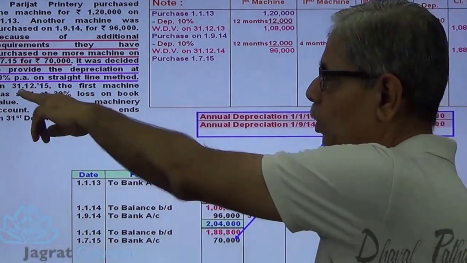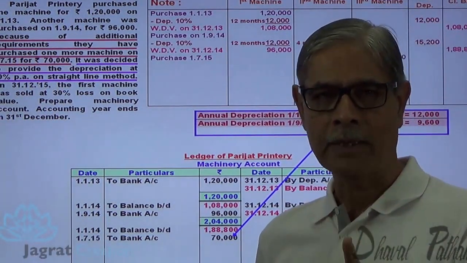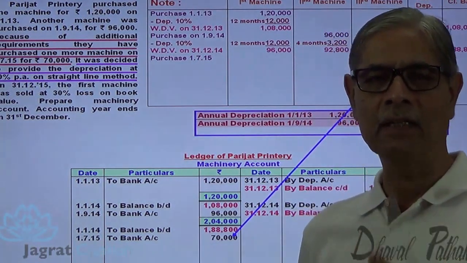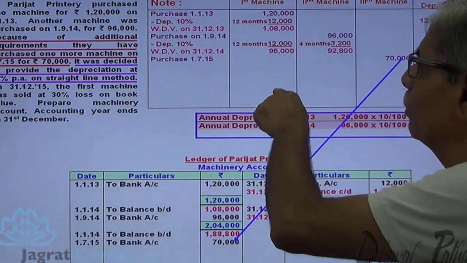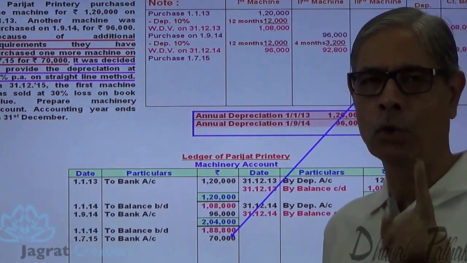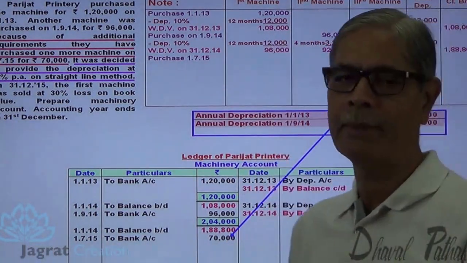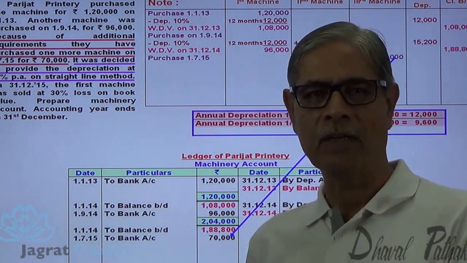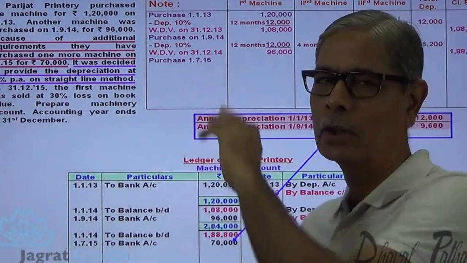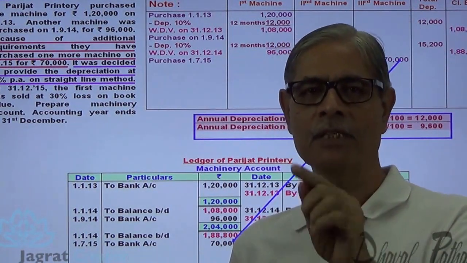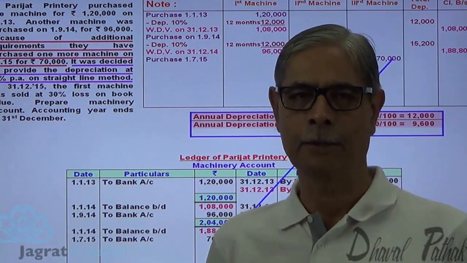Now I am required to provide for depreciation. This first machine is sold on 31st of December 2015. So we are required to provide depreciation on machinery till the date of sale. Date of sale is 31st of December 2015. So we are required to provide depreciation on the first machine for the whole year, and the whole year depreciation is 12,000. After that, I will get the book value. And on that book value, 30% loss will be worked out. On the basis of this 30% loss, 70% is the realized value that will be received on sale of machinery.